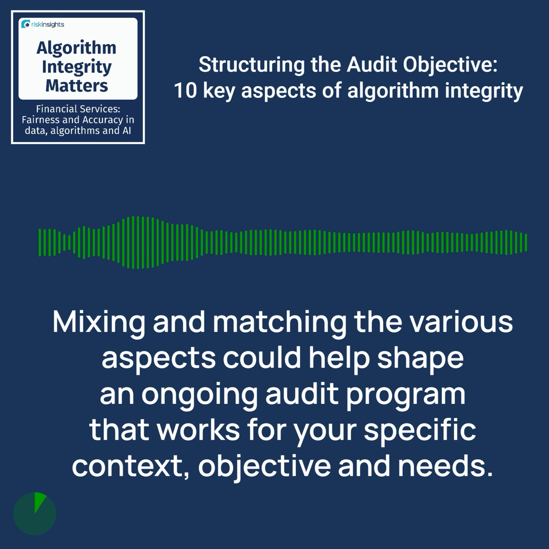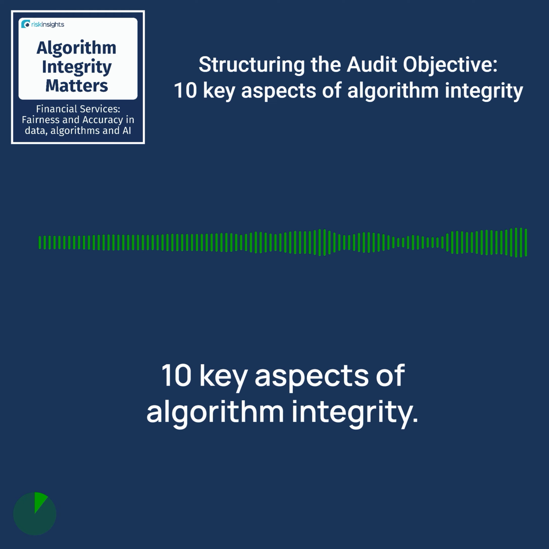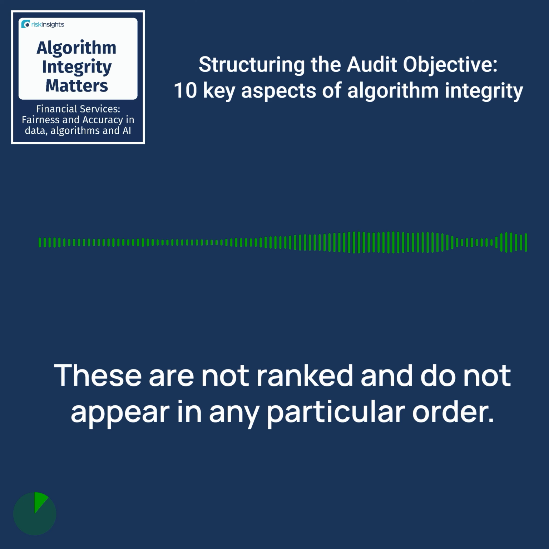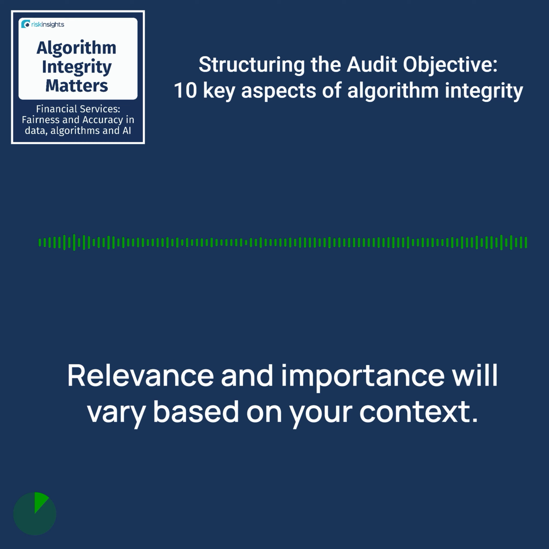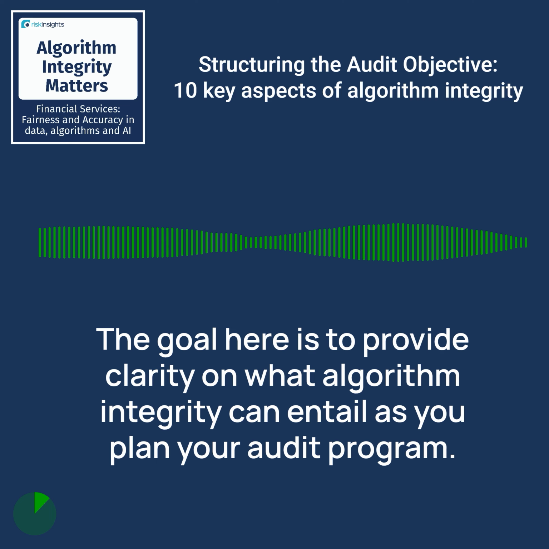Mixing and matching the various aspects could help shape an ongoing audit program that works for your specific context, objective, and needs. 10 key aspects of algorithm integrity. These are not ranked and do not appear in any particular order. Relevance and importance will vary based on your context. The goal here is to provide clarity on what algorithm integrity can entail as you plan your audit program.